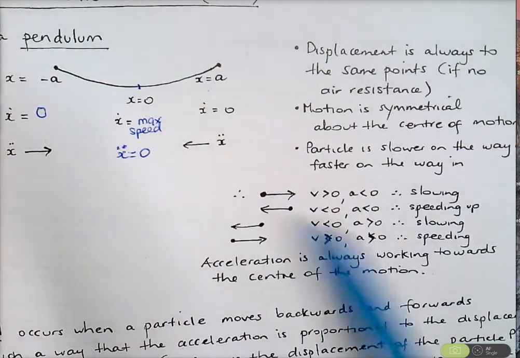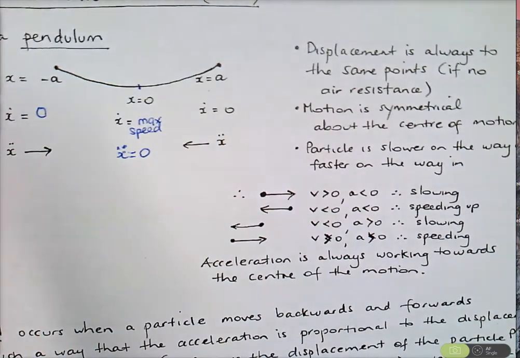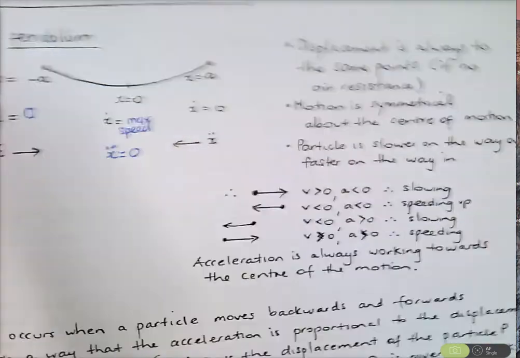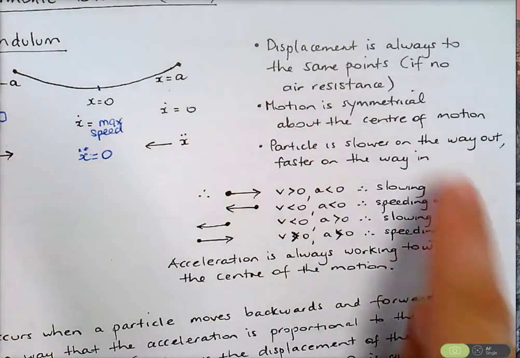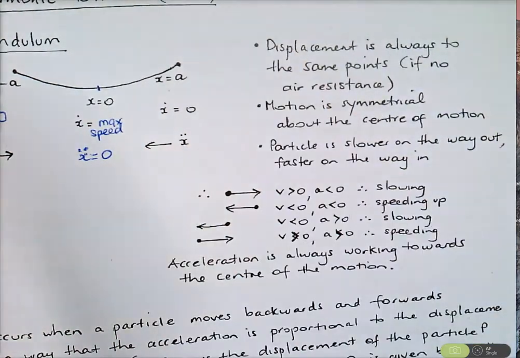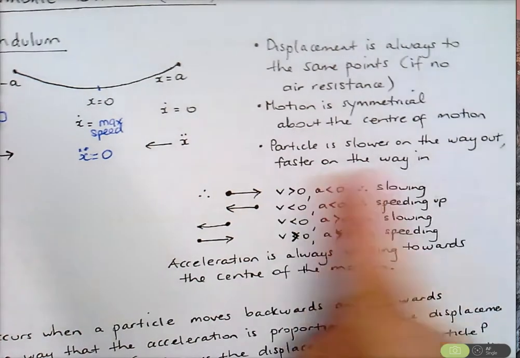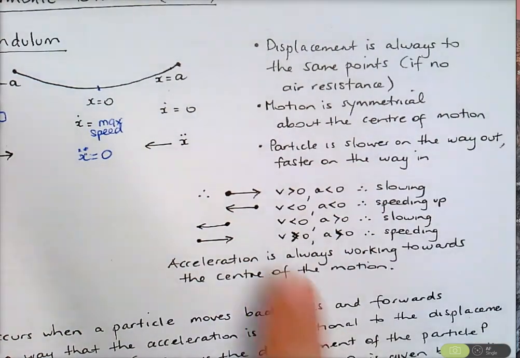Particle is slower on the way out and faster going back in. Think of a kid on a swing. They slow down as they're going up. They speed up when they come back down. So the particle is slower on the way out, faster on the way in.